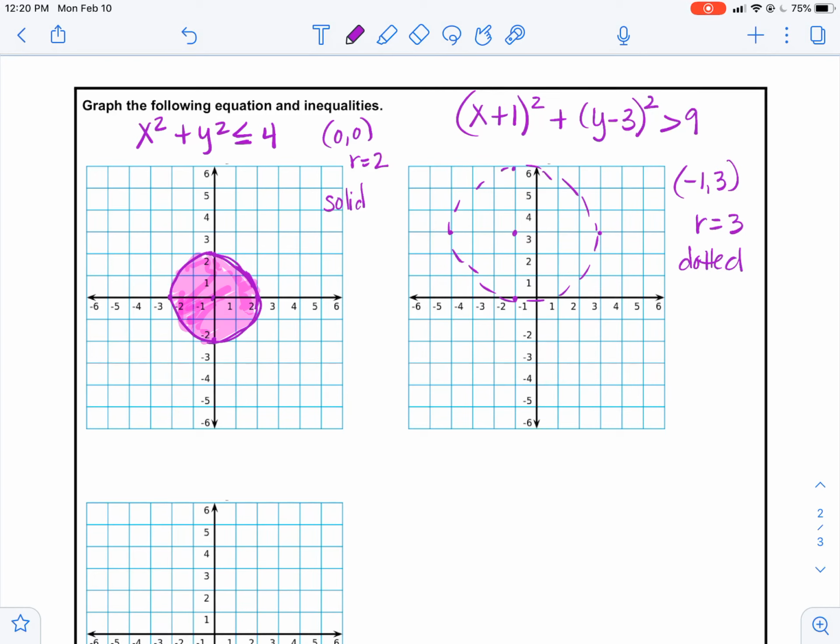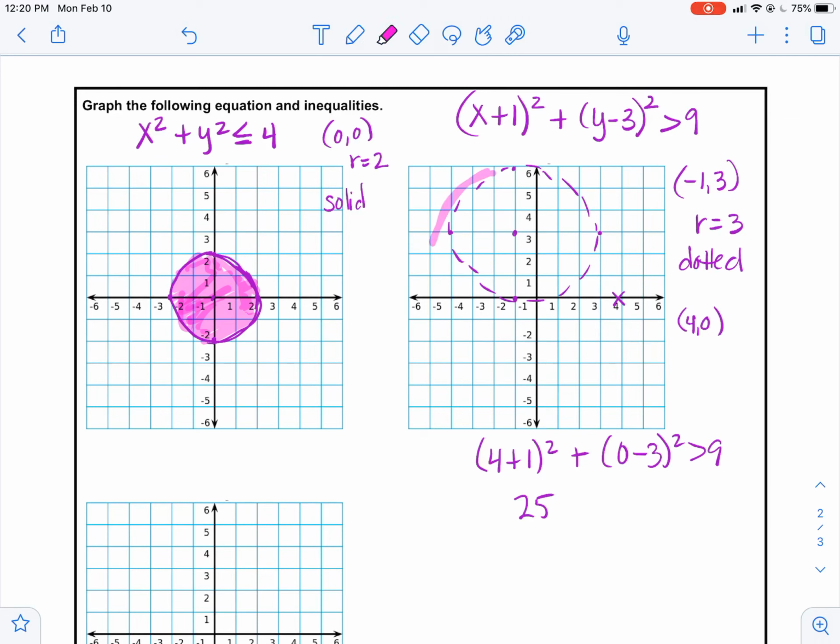Okay, and then again, in this case, it's kind of hard to tell whether 0, 0 goes through it. It shouldn't really go through 0, 0. But you could pick another number. Let's just do an obvious one. We'll do 4, 0. Okay, and so in which case I would have 4 plus 1 squared plus 0 minus 3 squared, and is that greater than 9? Well, 4 plus 1 is 5. 5 squared is 25. We already know that's greater than 9, and so that does work.